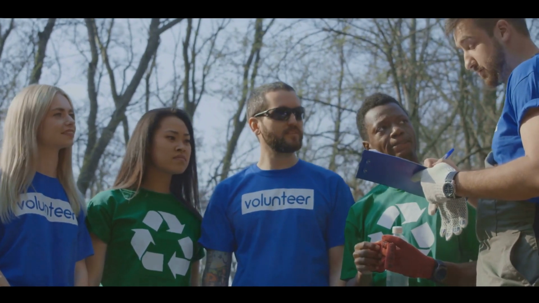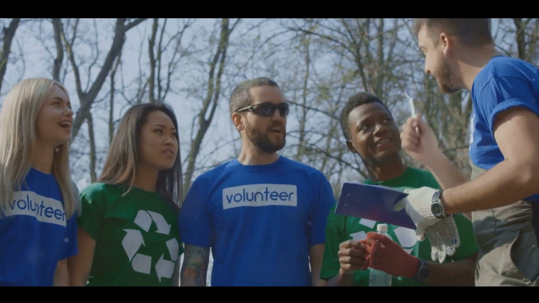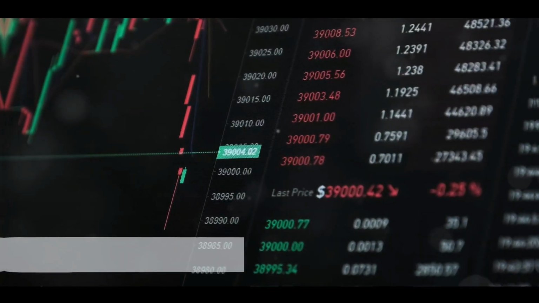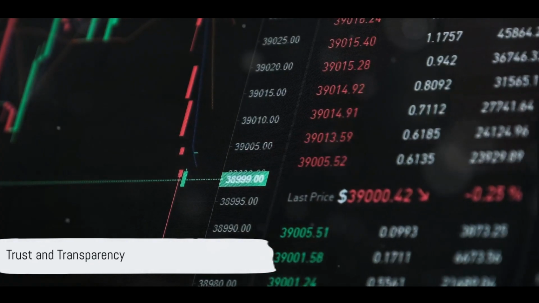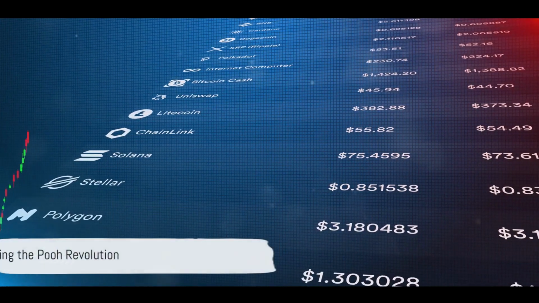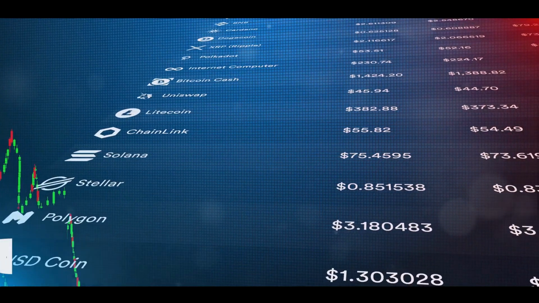Pooh is a decentralized community movement that people can smile about. Anyone with skills or time can contribute to help advance Pooh. Trust and transparency are key. 95% of Pooh was sent to the Uniswap liquidity pool at launch. Are you ready to join the Pooh revolution? It's as simple as buying on Uniswap.